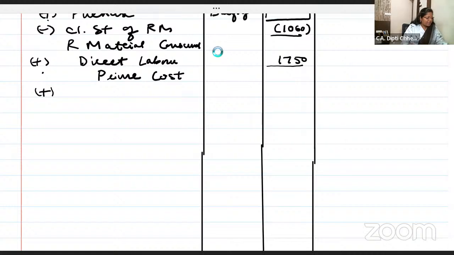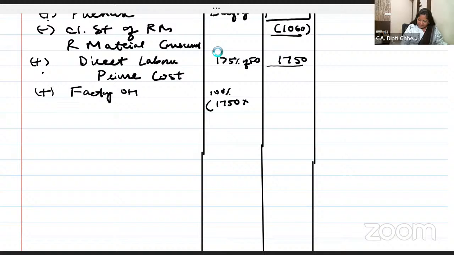What will you add in prime cost? Factory overhead. Direct labor is 1750 and it is 175% of factory overhead. So 100%, how much? So 100% is 1750 into 100 by 175. So it's coming to 1000.